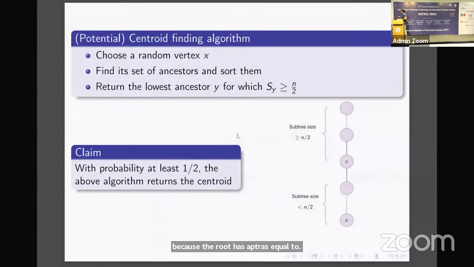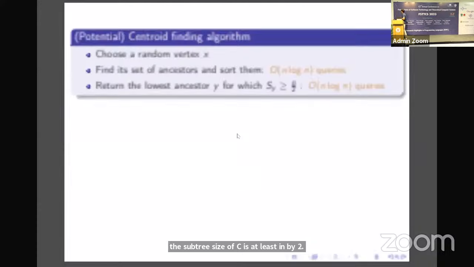Then we claim that with probability at least half, the above algorithm returns the centroid. This is because if x lies in the subtree of the centroid, in that event the algorithm must output C, the centroid. By definition, C has subtree size at least n by 2, but its child, which is the ancestor of x, has subtree size less than n by 2, right? And this happens with probability at least half because the subtree size of C is at least n by 2, so at least half of the nodes are valid for us.